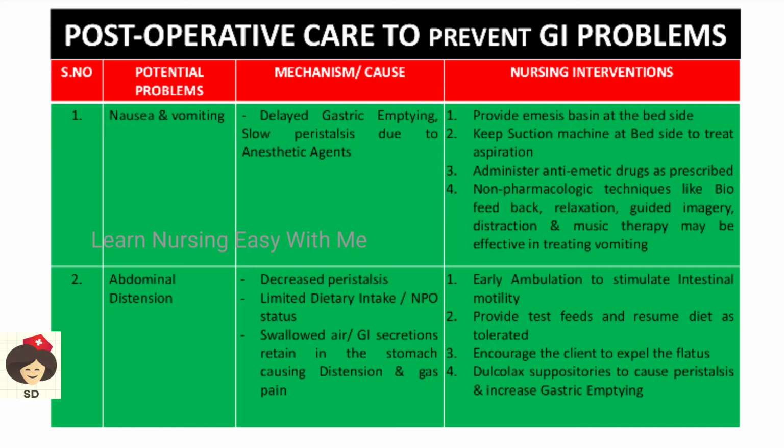And GI problems is mainly nausea and vomiting. So this is because of anesthetic effect, and there is low peristalsis and gastric emptying is all delayed due to the anesthetic agent. So always provide an emesis or kidney tray near the patient's bedside, and also keep the suction machine at bedside because anytime patient can go for aspiration if the nausea, vomiting is there. And anti-emetic drugs can be prescribed, and other measures like biofeedback, relaxation, guided imagery, distraction, music therapy. So these are some other measures we can do in order to avoid patient from vomiting.